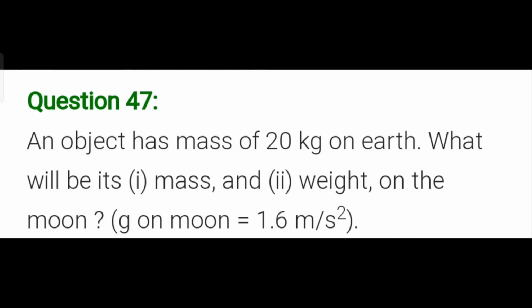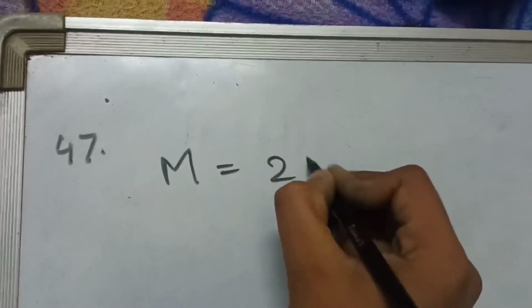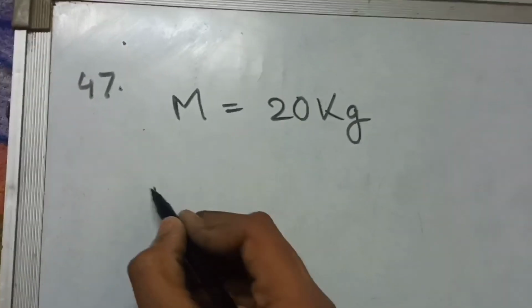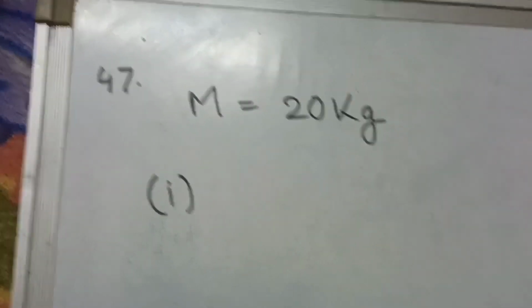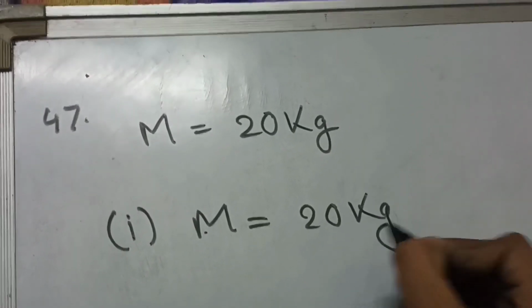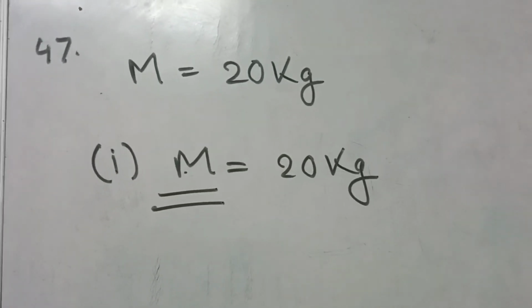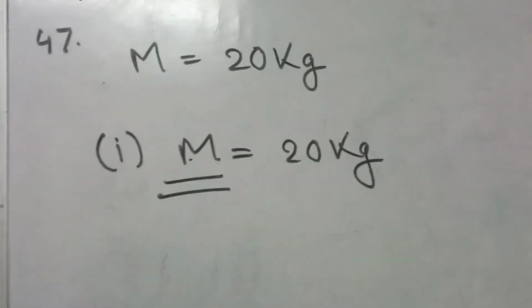Question number 47. An object has mass of 20 kg on the earth. What will be its mass and weight on the moon? G on the moon is equal to 1.6 meter per second square. In question number 47 it is given that there is an object whose mass on earth is 20 kgs, and there are two parts. First part is what will be its mass on the moon. So mass on the moon will also be 20 kgs because mass is always constant irrespective of its location in the whole universe.